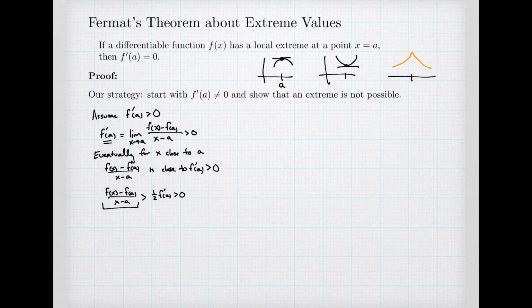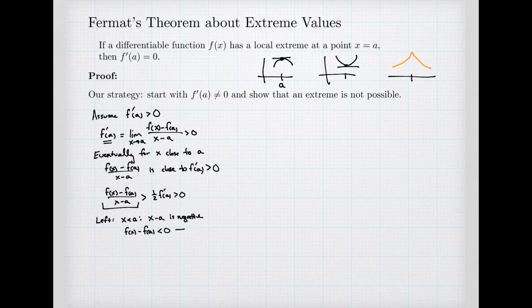So we have two possibilities. I'm working on the left, or I'm working on the right. When I'm working on the left, I know that x is less than a. That means that x minus a must be negative. So it's some negative number. And in order for this quotient to be positive, which we know it is, this means that f of x minus f of a is also negative.